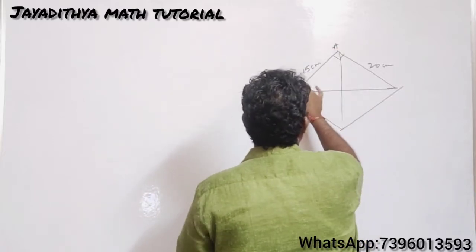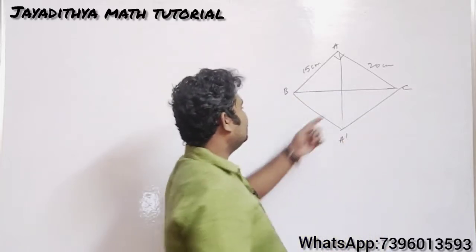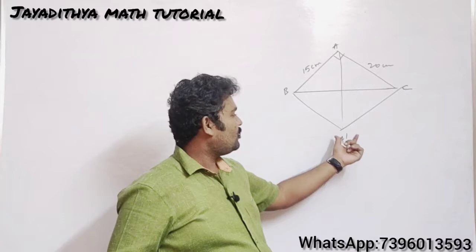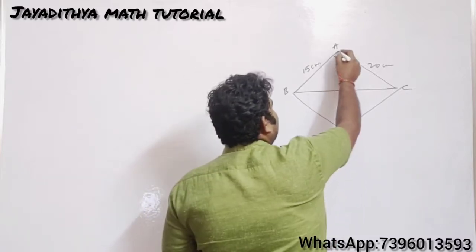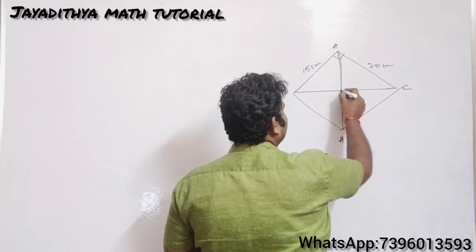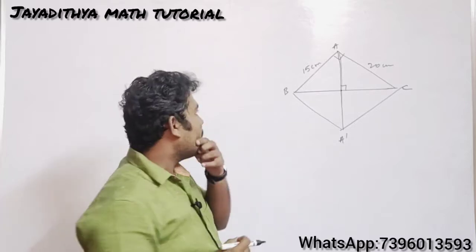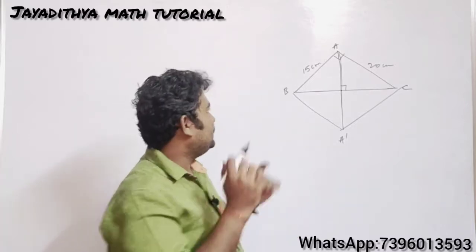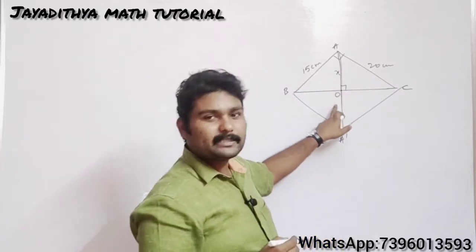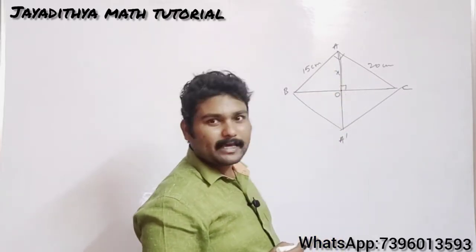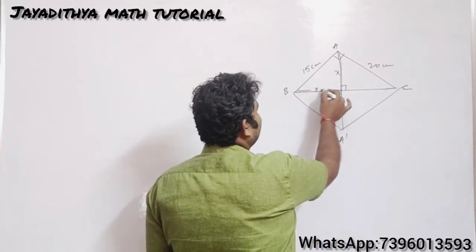I am taking here A, B, C, and this one as A dash. Why? Because this part is the resemblance of A only, so we can take this one as A dash. I am joining A and A dash here. If you join here, this will be perpendicular to BC, and this part is important here. I am taking the intersection point as O, and I am taking AO as X and BO as Y now.